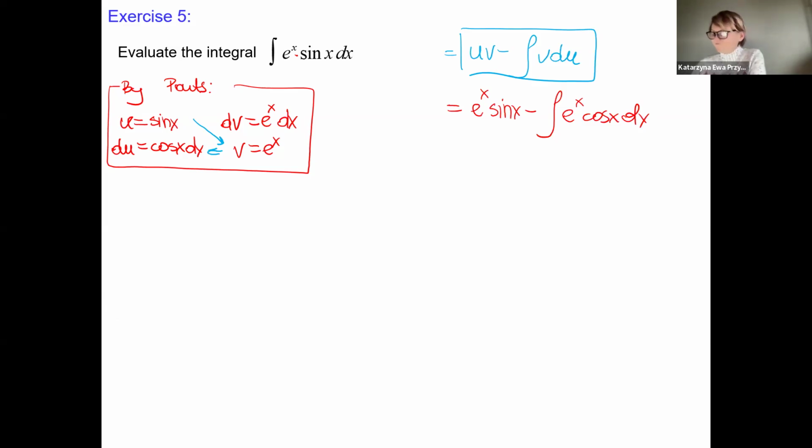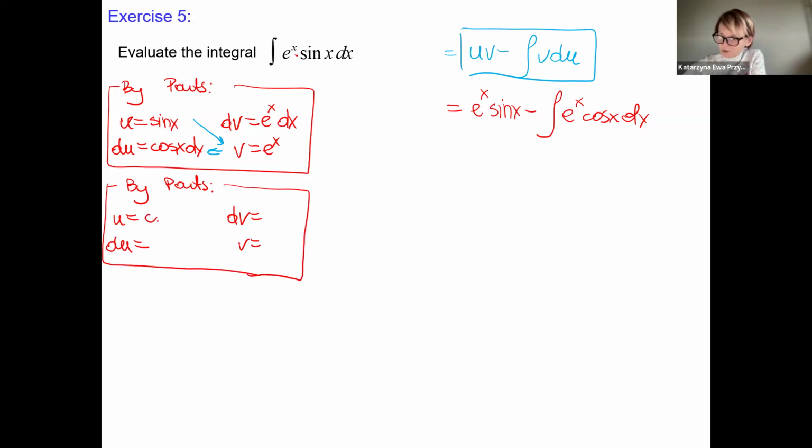What do we have to do? e to the x cosine of x. Again, integration by parts. Okay, u, du, dv, and v. And we will be consistent. Since this was trigonometric, I will also put it this way. Please help me. Derivative of cosine is negative sine of x. I said we are more confident. e to the x.